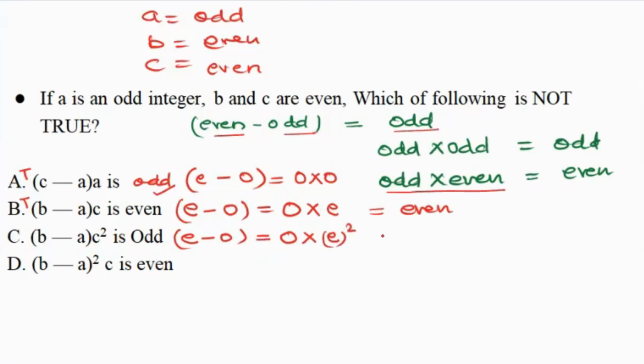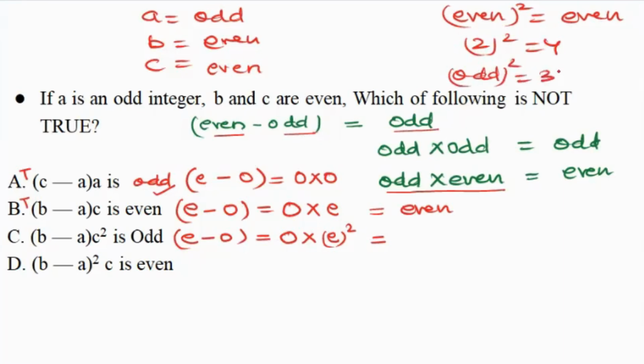One more thing that you need to remember: when I'm doing even number square, I will be getting an even number only. Okay, let's take an example. If I'm doing 2 square, I will be getting 4 only. Correct? And when I'm doing odd number square, any odd number, if I'm doing 3 square, then the answer is also an odd number only. Understood? Okay, so now here it is odd times even number square.